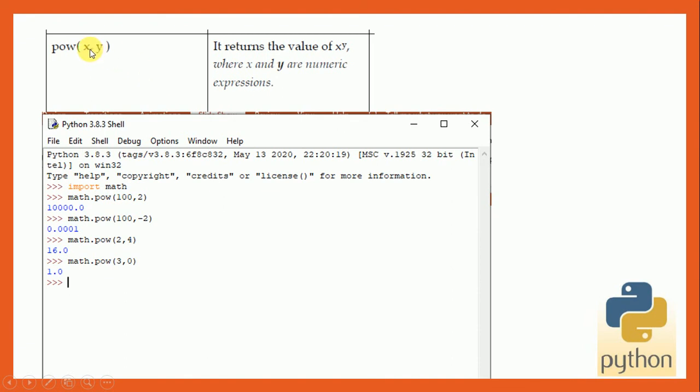Next one is pow of x, y. It returns the value x raised to y. So x will be the base and y the power. X raised to y will be returned. Let's check some examples. Import math. Math.pow of 100, 2. That means 100 raised to 2 will be the answer. Here math.pow of 100, minus 2. So 100 raised to minus 2 will be the answer. Then math.pow of 2, 4, that is 2 raised to 4. Then math.pow of 3, 0, 3 raised to 0, that is 1. Is it clear?